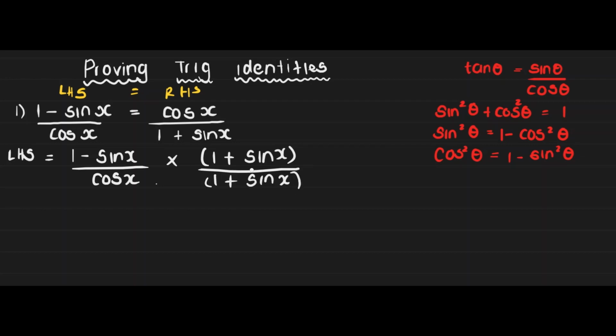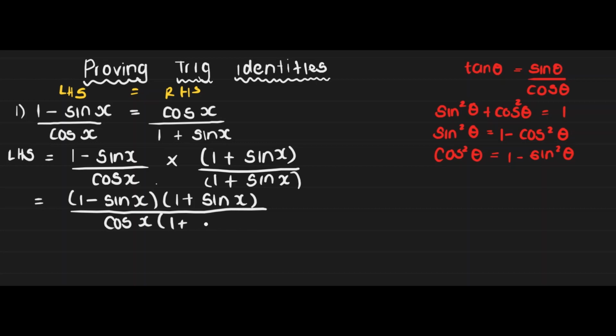Then we multiply numerator to numerator and denominator to denominator. So let me put them in brackets. You're going to say (1 minus sine x)(1 plus sine x) divided by cos x (1 plus sine x). Look at this. As we're solving, we see that we are already achieving the 1 plus sine x that we want from the right hand side. So far so good. Now let's simplify the numerator.